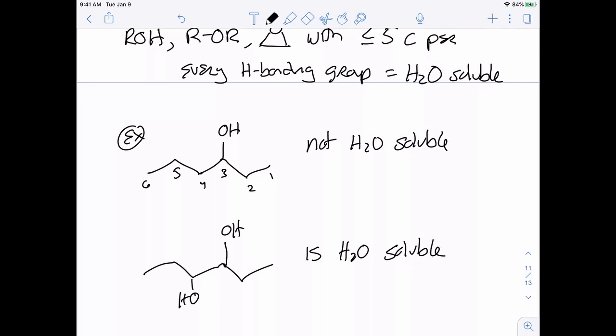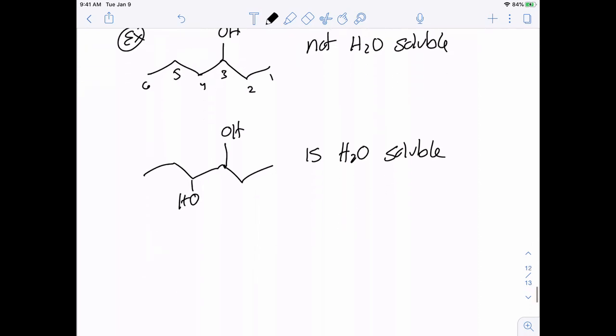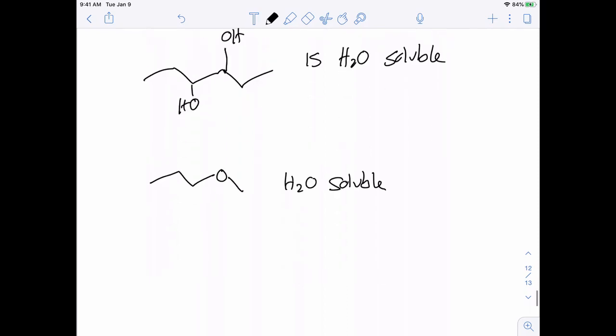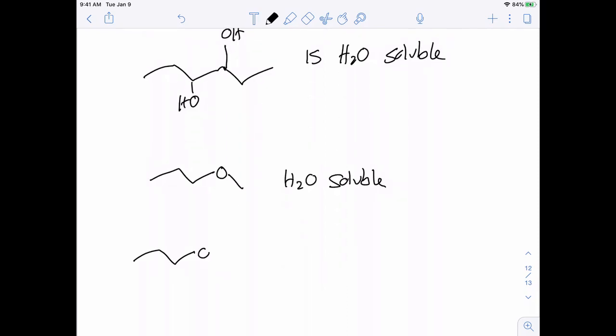So count the number of carbons. I need 1 hydroxyl group for every 5 carbons for it to be water soluble. So this ether, 1, 2, 3, 4 carbons, it is water soluble. Here I have 1, 2, 3, 4, 5, 6, 7 carbons, not water soluble.